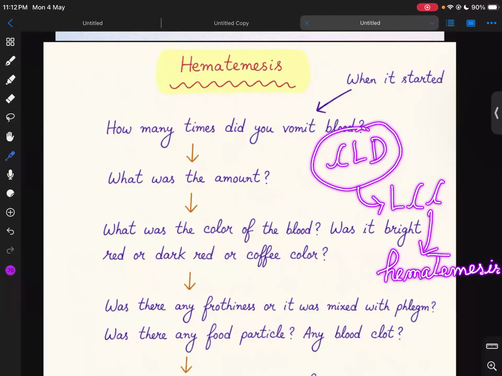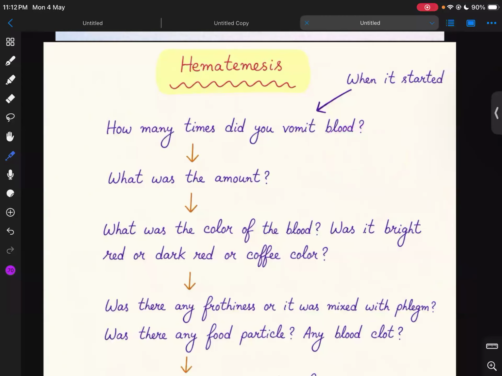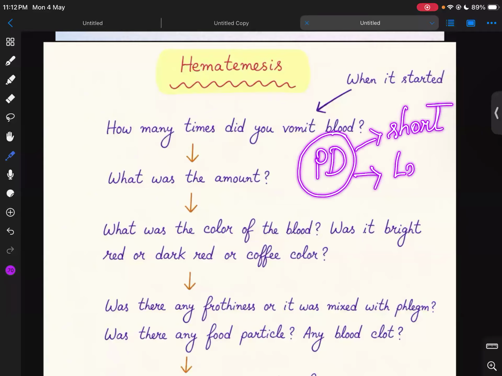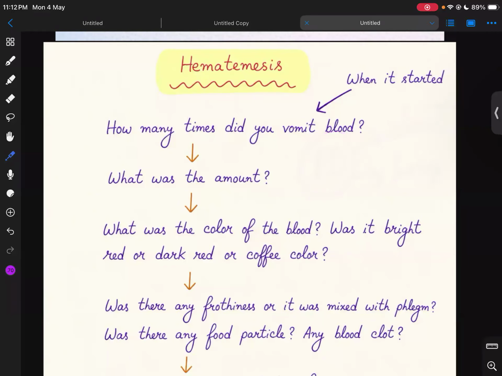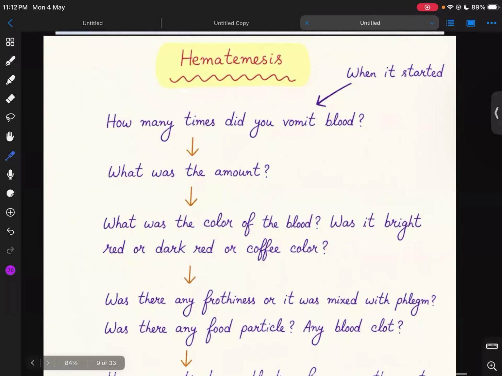There are multiple cases like this. Like in neurology, you can get Parkinson's disease. This case can be given as a short case, or it can be given as a long case. The centers that have a scarcity of cases usually do this. And in case of hematemesis, CLD is also given as a switched-over case. So let's start the approach to hematemesis.